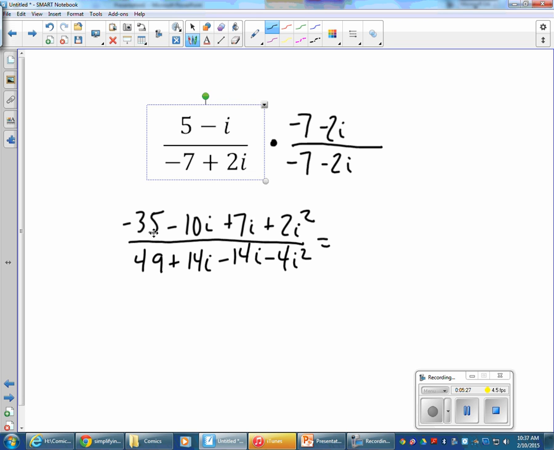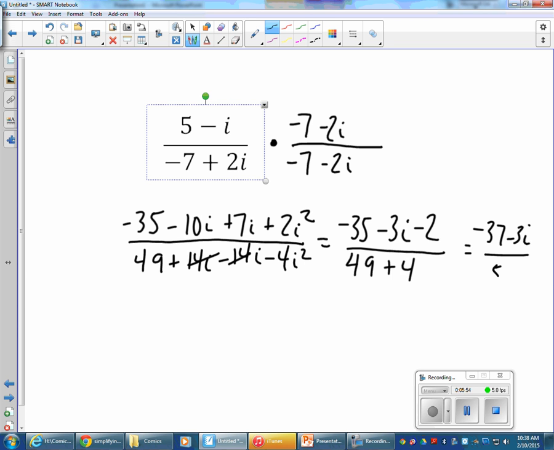Okay, so now if I combine my like terms here on the top, I'd have negative 10i plus 7i, that'd be minus 3i, and then this plus 2i squared becomes minus 2, because again, i squared is negative 1. And on the bottom, I'd have 49, and these would cancel, and minus 4i squared would be plus 4. So on the top, it'd be negative 37 minus 3i, and on the bottom, it'd be 53, and that would be my answer.